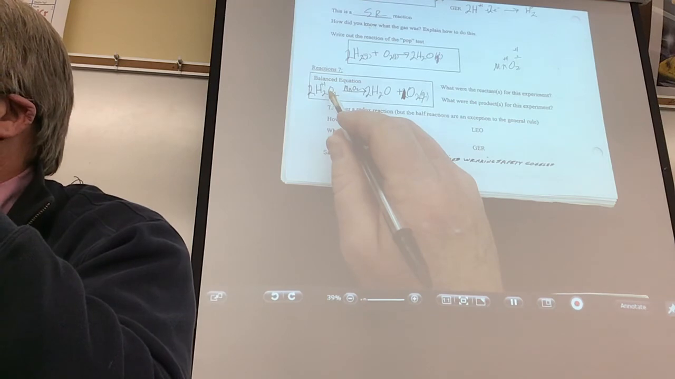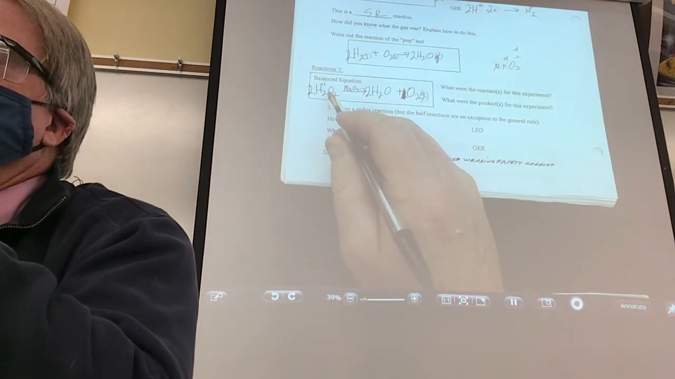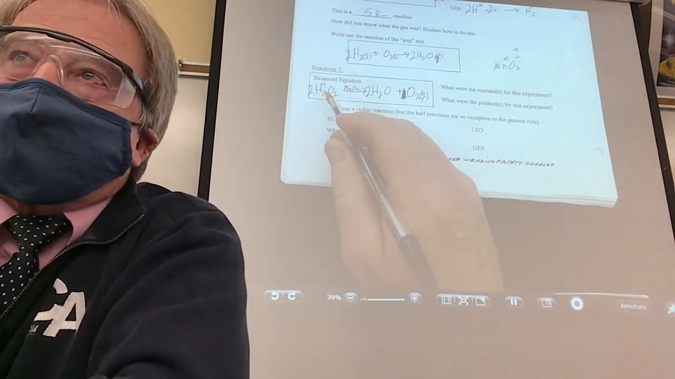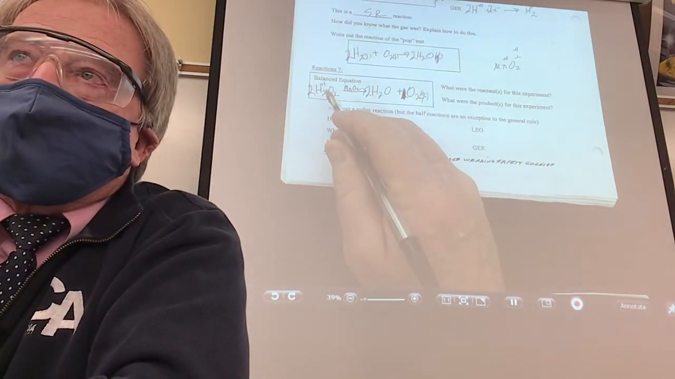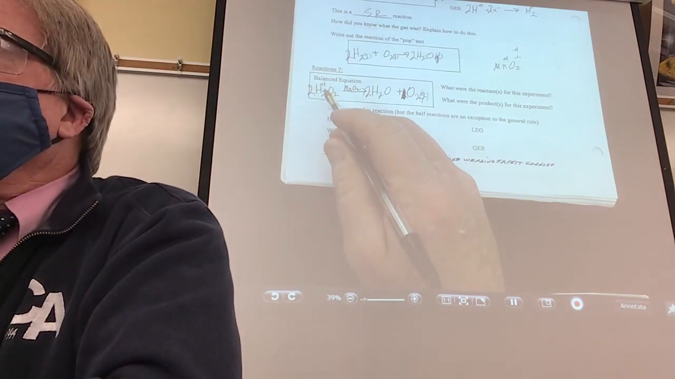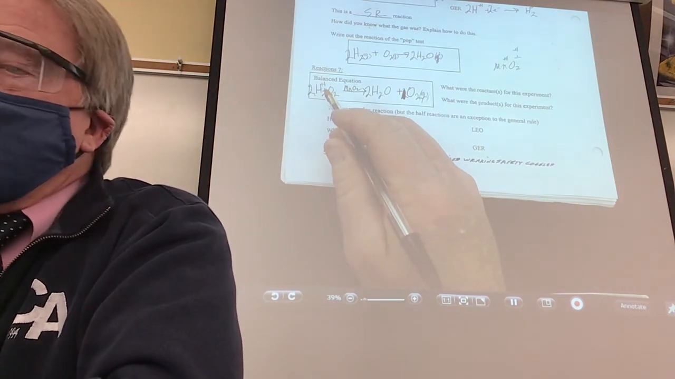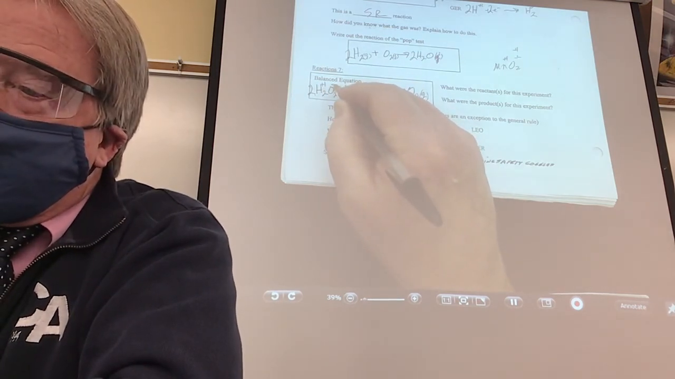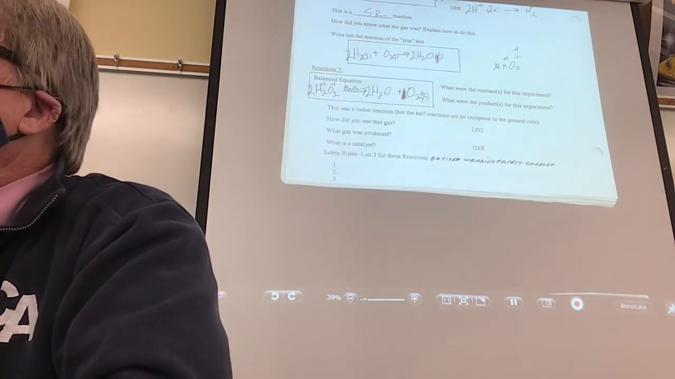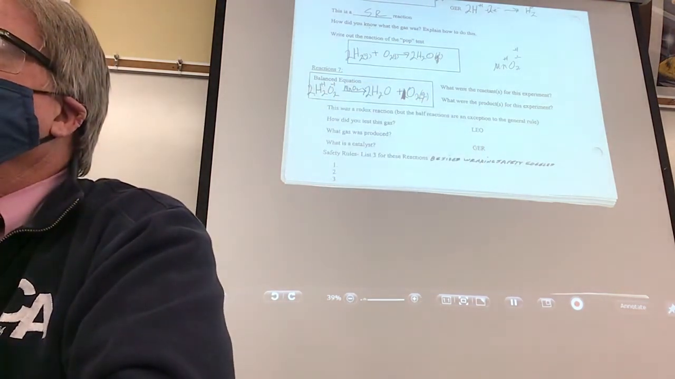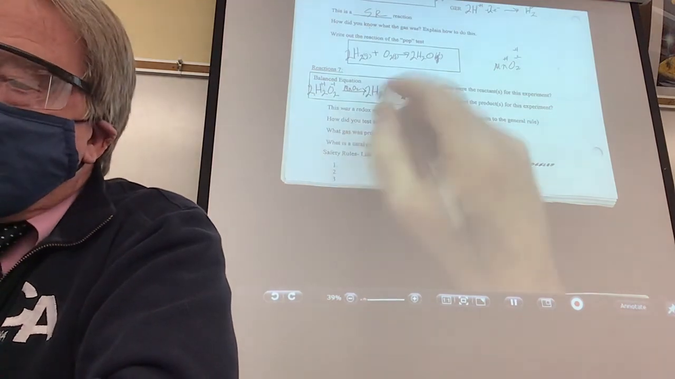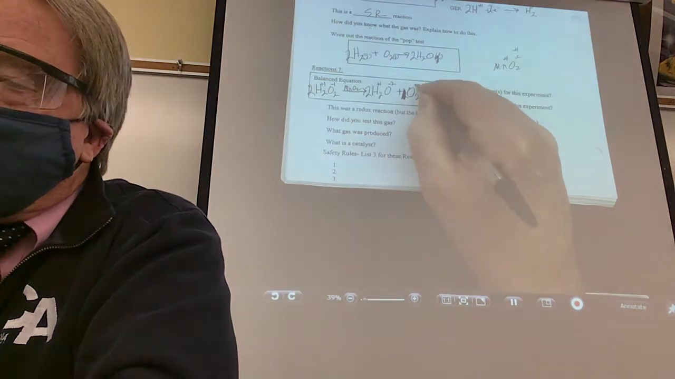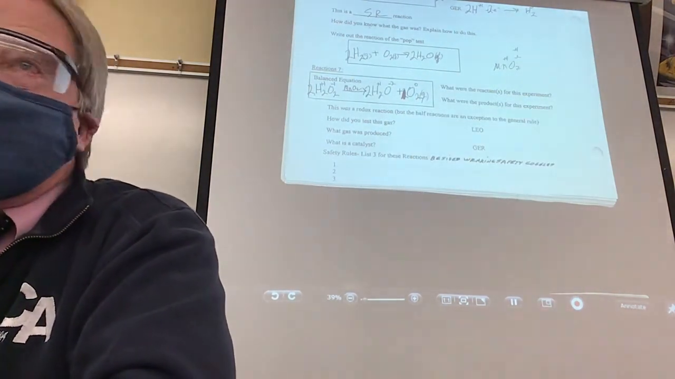Except when? When we were learning to name compounds, oxygen is -2 in a compound, except when's the only time oxygen is not -2? When it's in a what? Peroxide. And this is hydrogen peroxide. So what's the oxidation state of oxygen in hydrogen peroxide? Whoa, it's only -1. And what is it here? Hydrogen's +1, oxygen's -2 here. And this is 0. Whoa, this is weird.